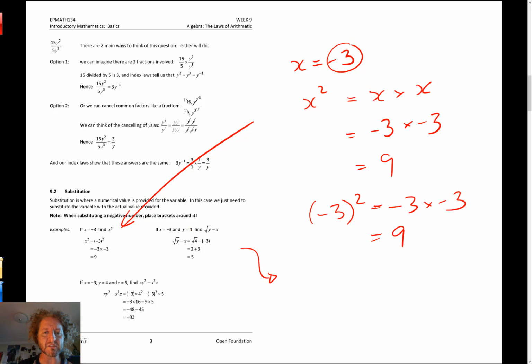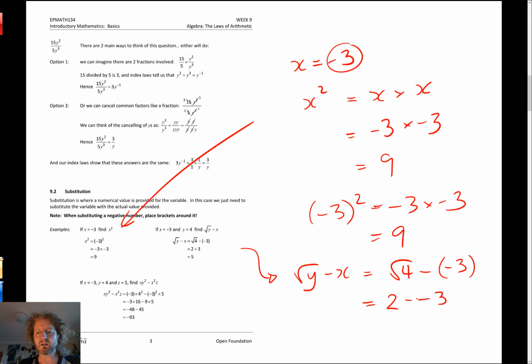X equals minus 3 again, but this time y equals 4. And it says find root y minus x. So, okay, well, root y, that just becomes root 4. And it says minus, and then it says x. And I'm going to replace that x with a minus 3. Now, agreed, you could say those brackets don't really matter. But maybe it clarifies to me, oh, I've got a minus minus. Okay? Firstly, the root 4 I've got to do first. Root 4 is 2. And I can write it with or without the brackets, but as long as I spot that those two minuses make a plus, that is 2 plus 3, that is 5.